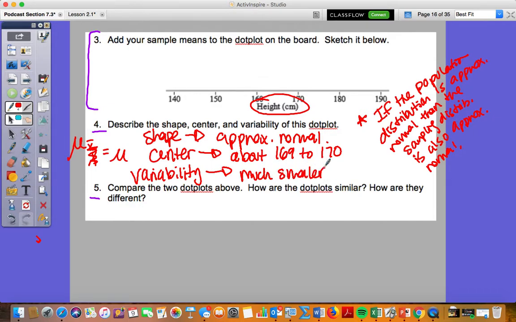Much smaller. And just to give you an idea, how do I find the standard deviation?